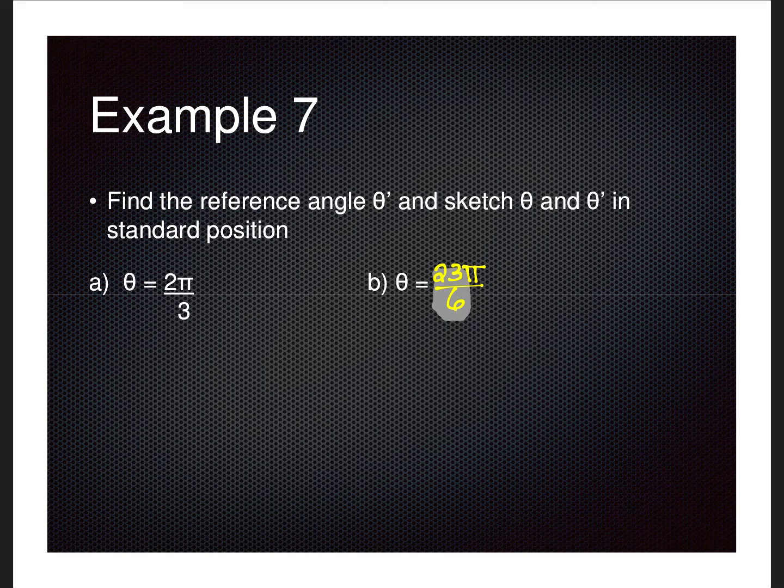All right, I'm going to do these last two examples, and then I'll finish this up tomorrow. Example 7 says find the reference angle, sketch it, and so on. But, guys, where is 2 pi over 3? What quadrant is 23 pi over 6 in?